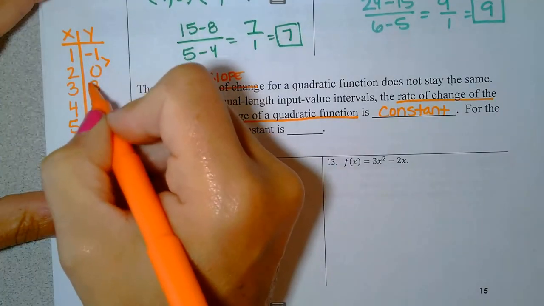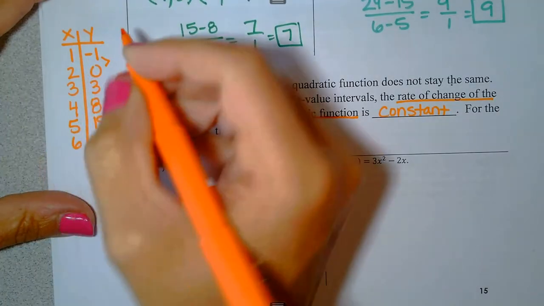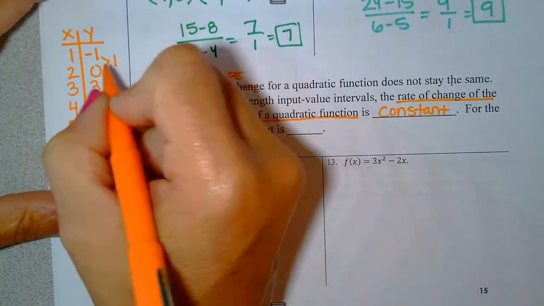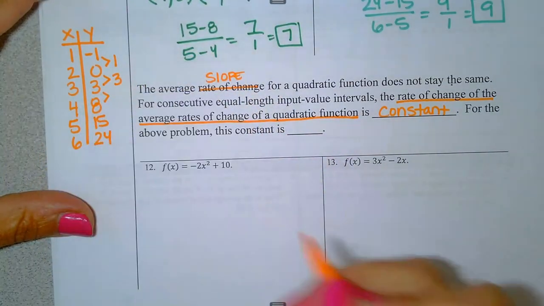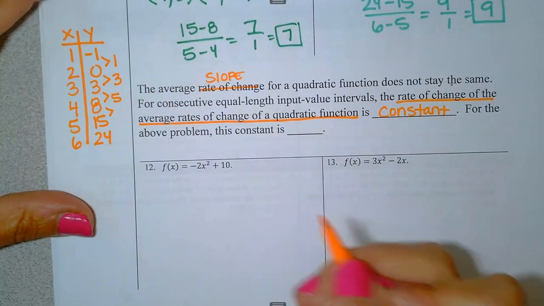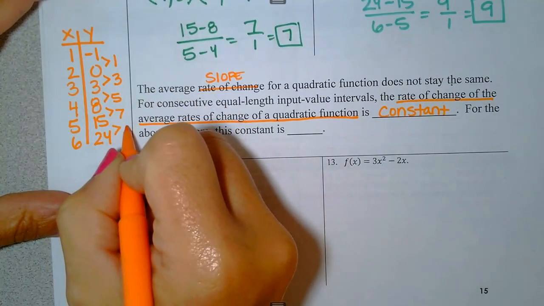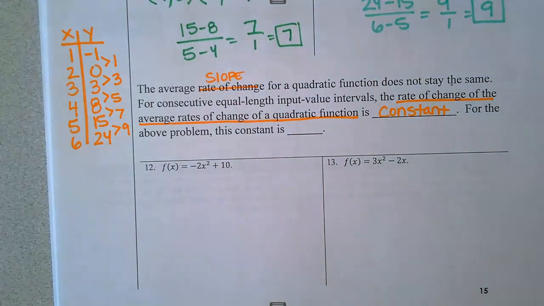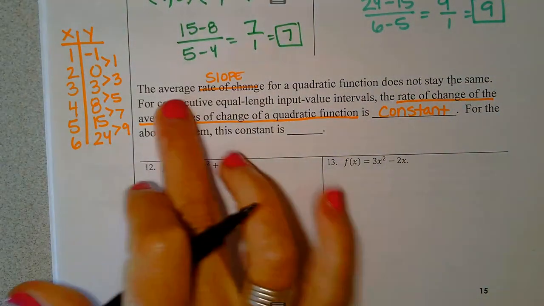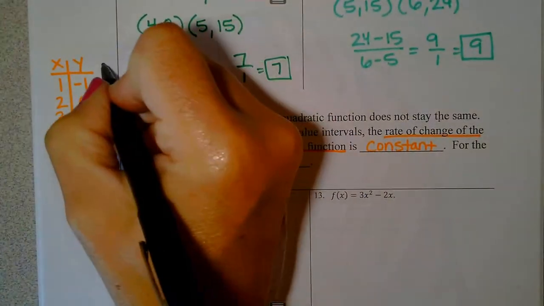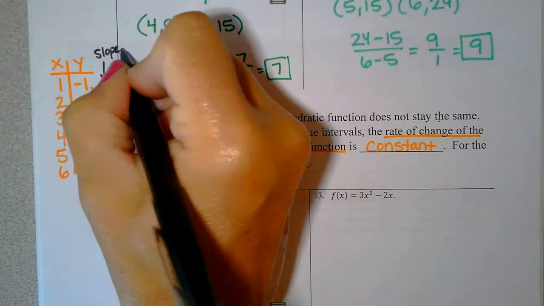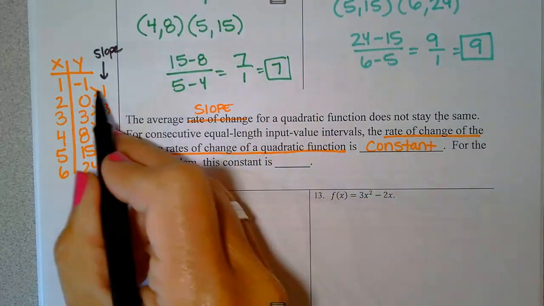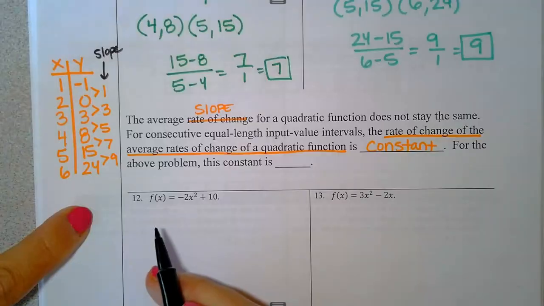-1 to 0, what's that? It's 1. You messed me up. 0 to 3, 3. 3 to 8, 5. 8 to 15, 7. 15 to 24, 9. Okay? So, like we were just saying, that's our first slope, first difference. These numbers are the slope. This is our average slope for the quadratic function. It's not the same, but it's increasing, isn't it?